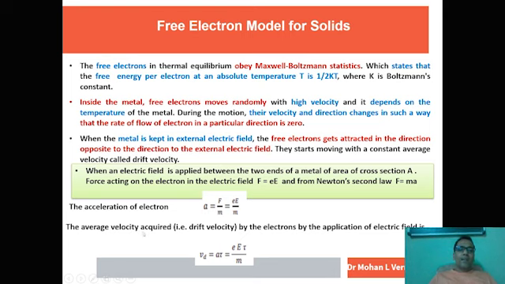And then the average velocity, which is known as the drift velocity, can be simply calculated by using Vd equal to this acceleration multiplied by tau. Tau is the relaxation time, or the collision time, one can say. So we now have eE multiplied by tau by m. So this is the drift velocity.